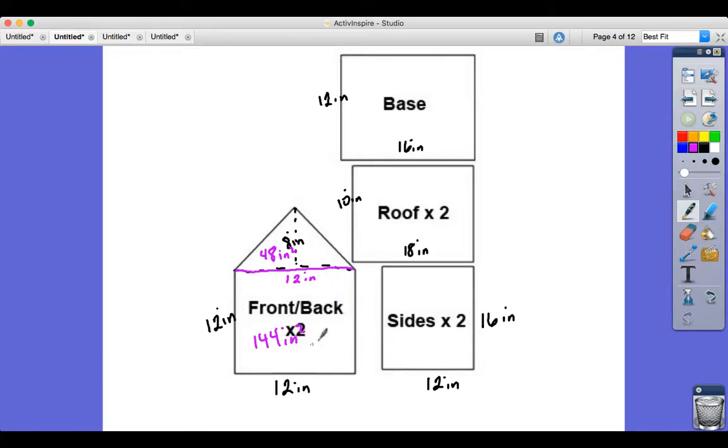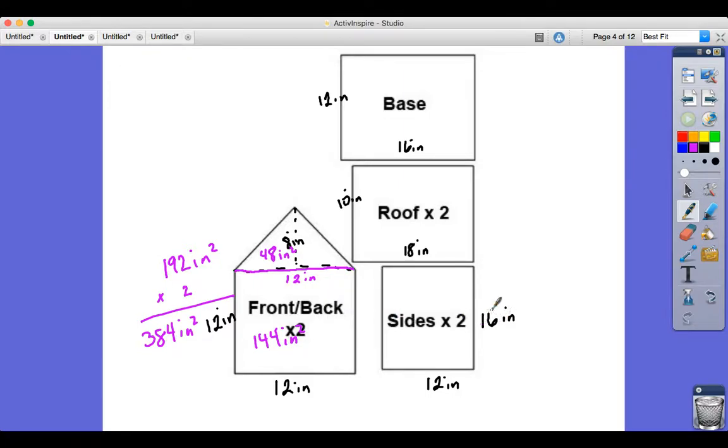We add that up. For this whole thing, you get 192 inches squared. But how many of those do we have? As you can see right here, we have 2 of them. One for the front, one for the back. So we multiply this by 2 to get 384 inches squared. Okay? 384 inches squared.